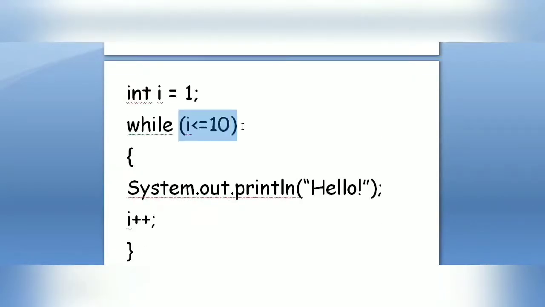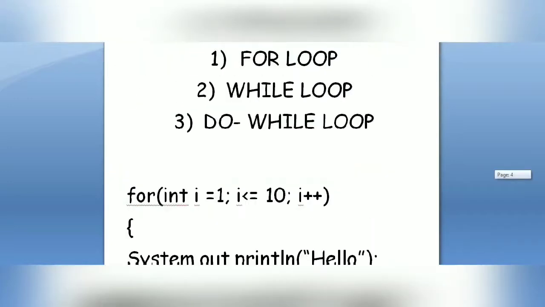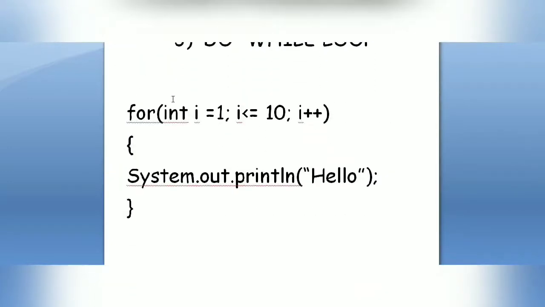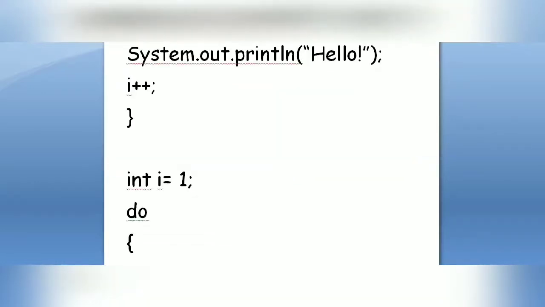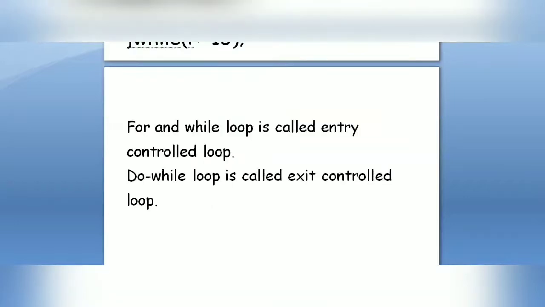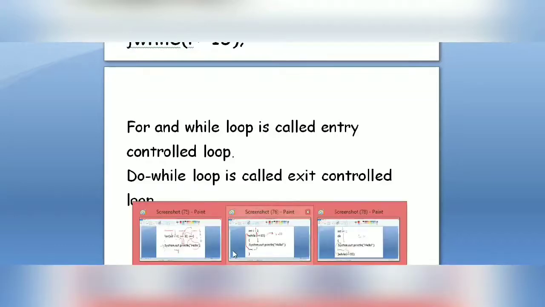And see here, the condition is checked in the while loop. We have checked the condition in the beginning, and also the same case for the for loop. We have checked the condition in the beginning. So for and while loop, they are called entry controlled, and do while loop, it is called exit controlled loop. I hope this is clear.